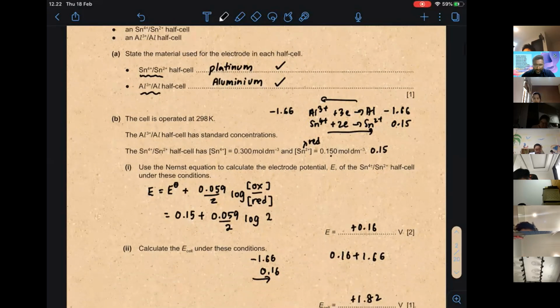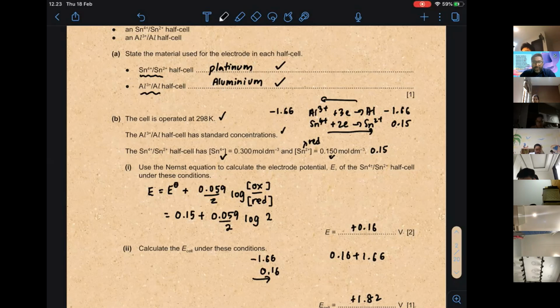Now, the cell is operated at a standard condition, and then the aluminium half cell is also at standard condition. And they have mentioned that Sn4+ is 0.3 and Sn2+ is 0.15. So basically they are not in a standard condition. Now, if you are going to calculate the electrode potential where they are not in standard condition, then we use the Nernst equation.